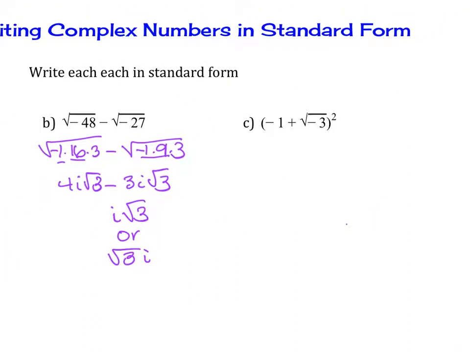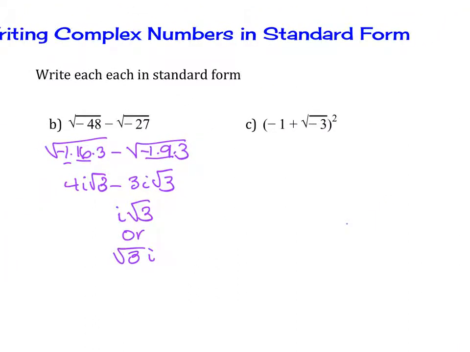Okay, in this last example, we're going to multiply this through. So this is our a plus b squared pattern, a squared plus 2ab plus b squared. So we know the first value is 1 minus 2 times the square root of 3 i, plus 3 times -1. So this becomes 1 minus 2 root 3 i minus 3. 1 minus 3 is -2, minus 2 root 3 i.